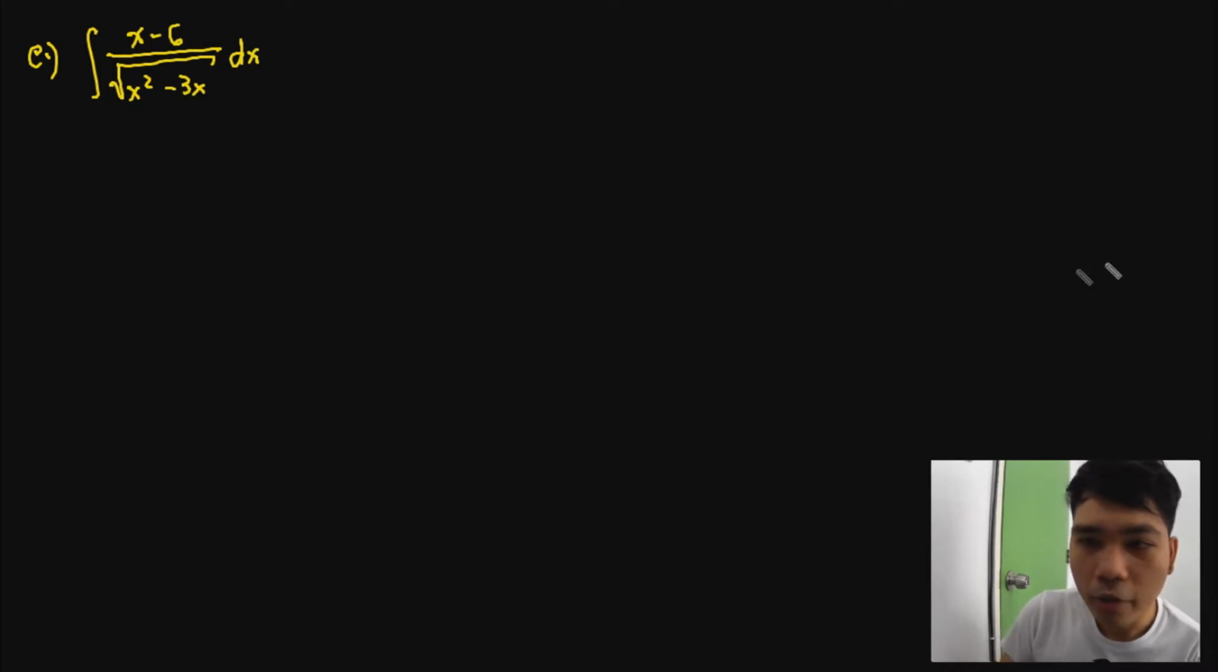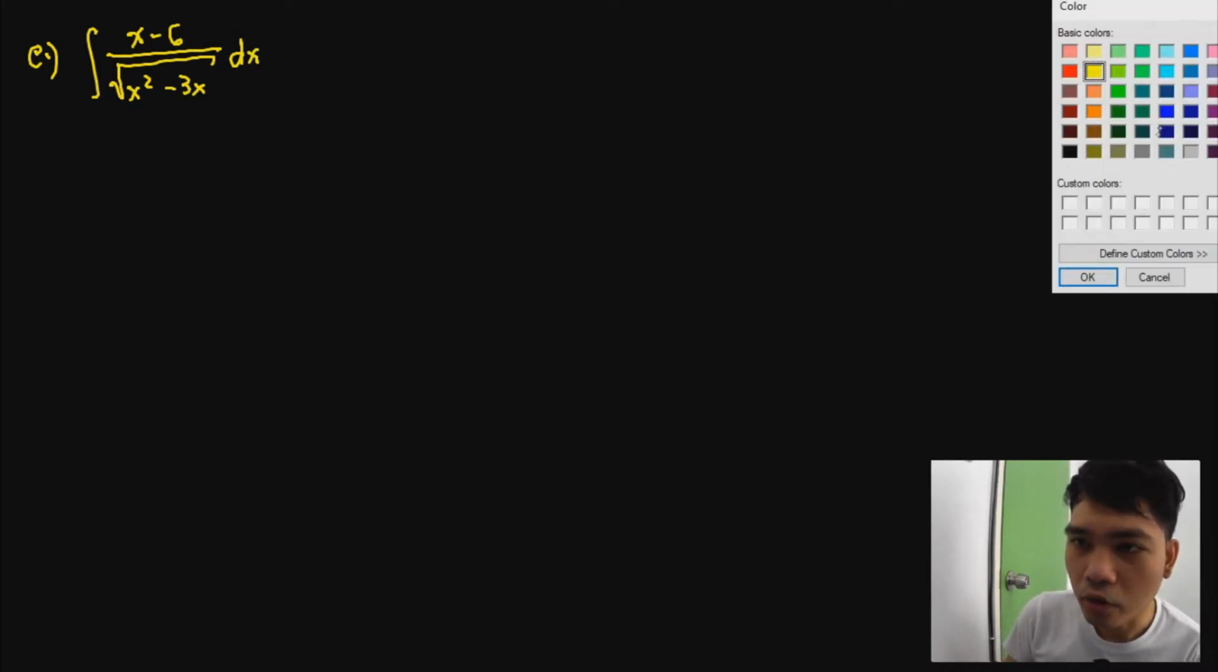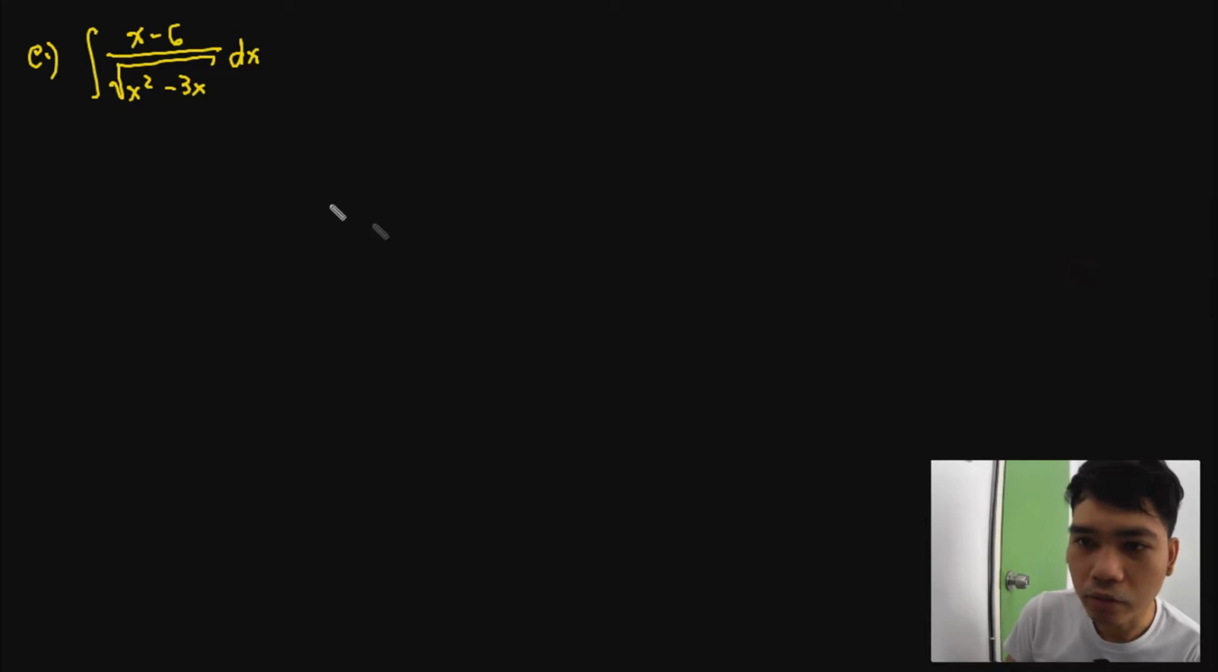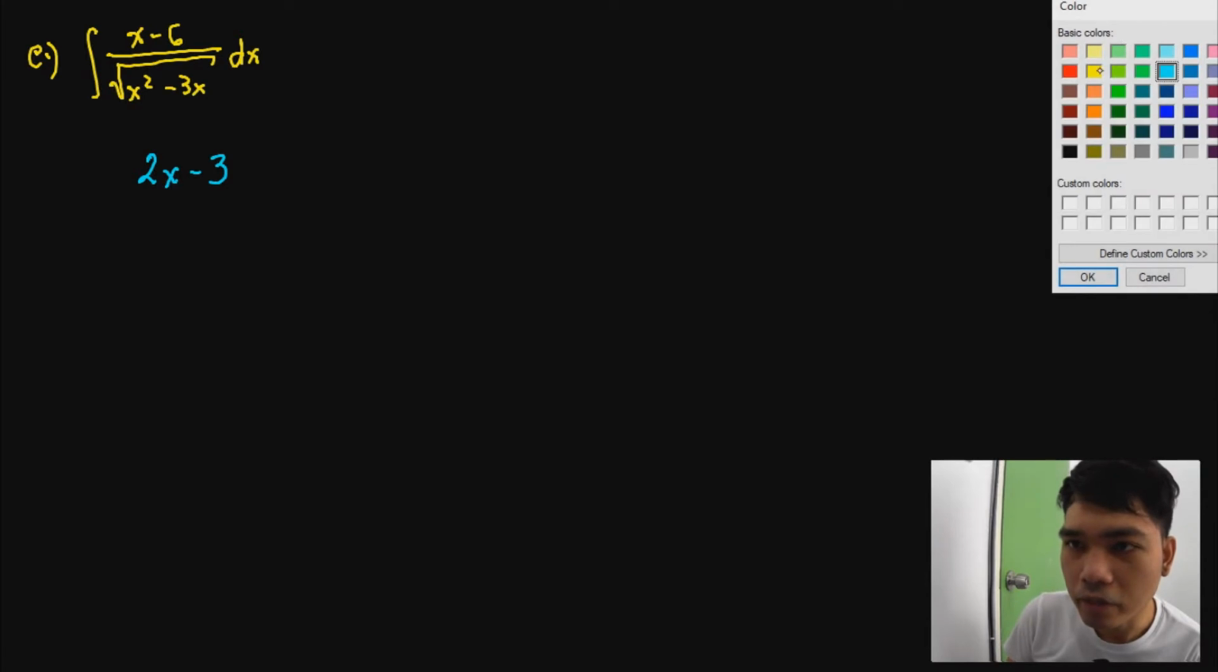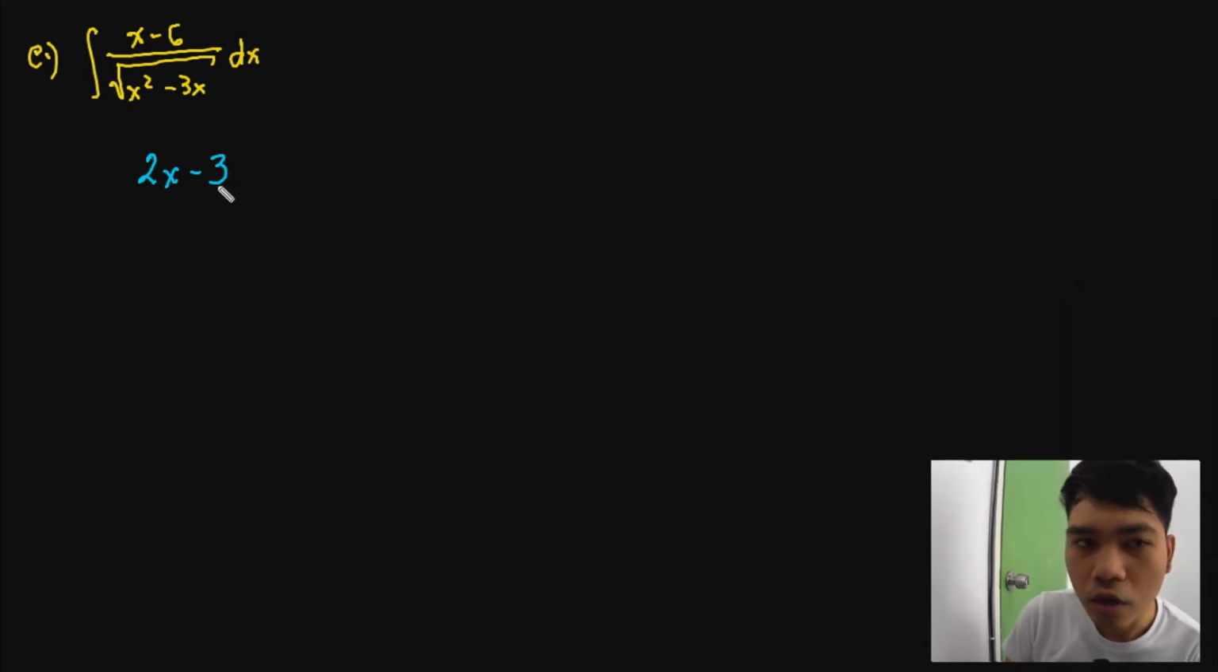So, kung gagawin natin siyang in terms of 2x minus 3, so, ibahin ko yung kulay. Pwede natin siyang gawin ganyan. Okay. Pero, alam naman natin na bawal tayo mag-change ng original equation. So, kung ginawa mo siyang ganyan, ano kaya yung pwede mong gawin sa original integrand para ibalik dun sa x minus 6? So, ang pwede mo gawin is, let's copy muna yung the rest of the equation.